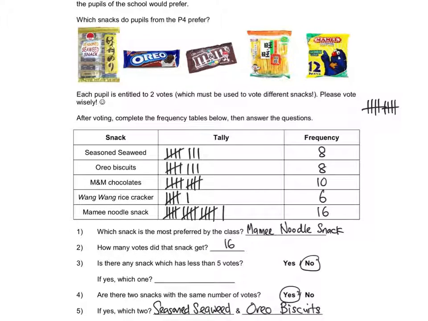So the snack that is most preferred, as you can see from here, is the Mamee noodle snack. How many votes did they get? 16 votes. Is there any snack with less than 5 votes? No, there isn't any. You can see that the number is actually more than our class size, but because students are allowed 2 votes, bear this in mind. Is there any snack that has the same number? Yes, the seaweed and the Oreo biscuits.